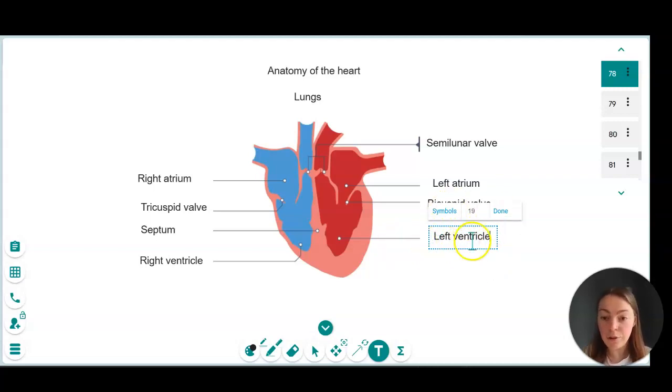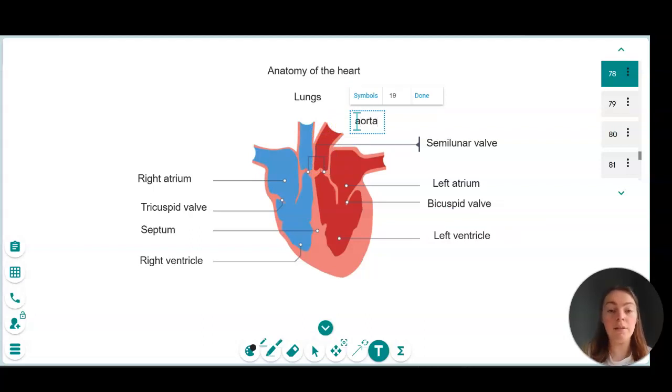Now, the left ventricle contracts and pushes blood all the way up into the aorta and through the semilunar valve. So you have two semilunar valves. One is between the right ventricle and the pulmonary artery, and one is between the left ventricle and the aorta. So the aorta, not on this diagram, but it will be here, and the pulmonary artery will be here.